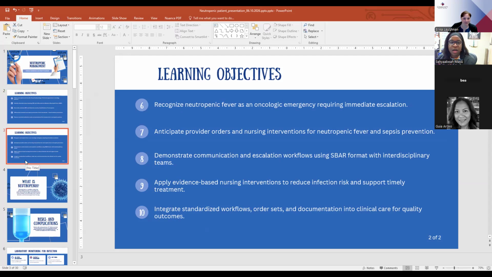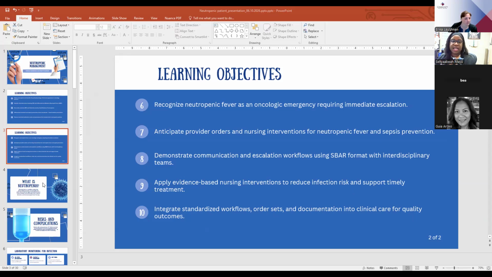And then we continue on with recognizing the neutropenic fever, an oncological emergency requiring immediate escalation. We're looking at anticipating provider orders, nursing interventions, and demonstrating communication escalation workflows, including SBAR, which I think is essential, especially for our newer staff members to understand. Once they call the doctor, SBAR helps us get to the point of what the doctor specifically wants. We want to apply evidence-based nursing interventions and integrate standardized workflows, order sets, and documentation with all of this.